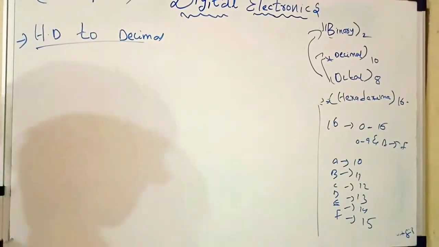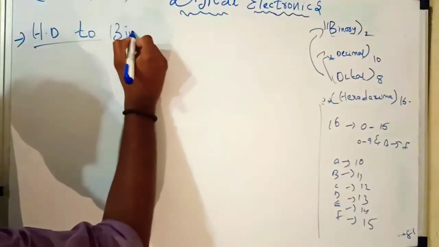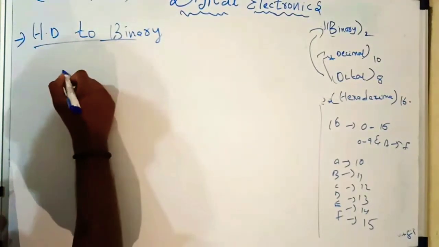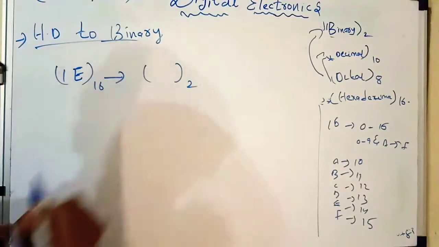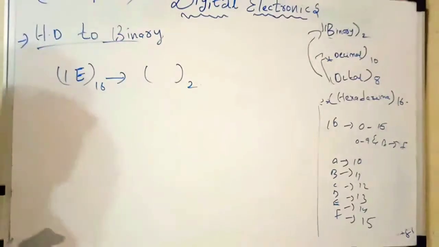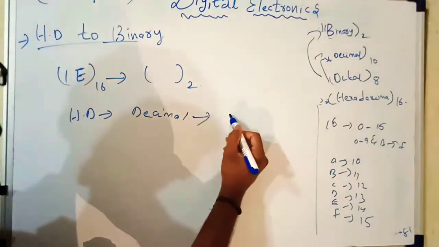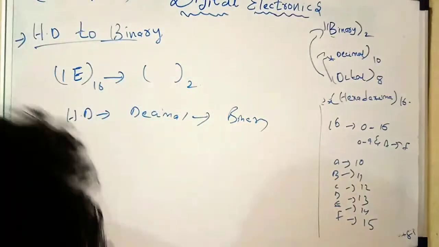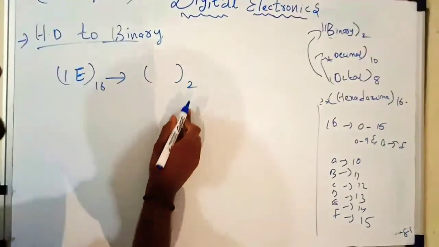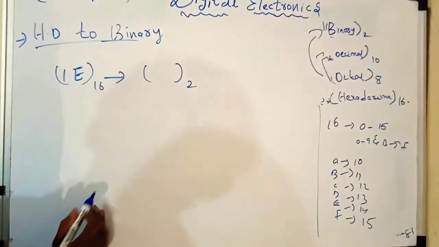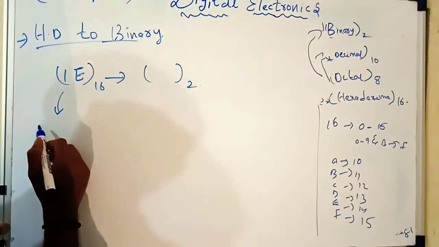Now we will see the hexadecimal to binary conversion. Take an example of 1E hexadecimal to convert to binary. Here also there are two processes. First convert hexadecimal to decimal and then decimal to binary, but this is a long process. So we will directly convert hexadecimal to binary. For binary we need only bits, either 0 or 1. Here we need 4 bits. Represent this in terms of 4 bits.